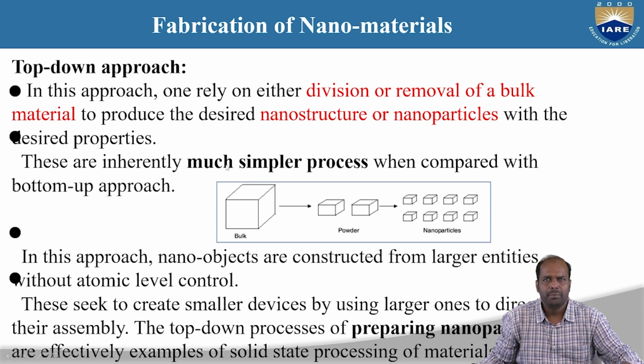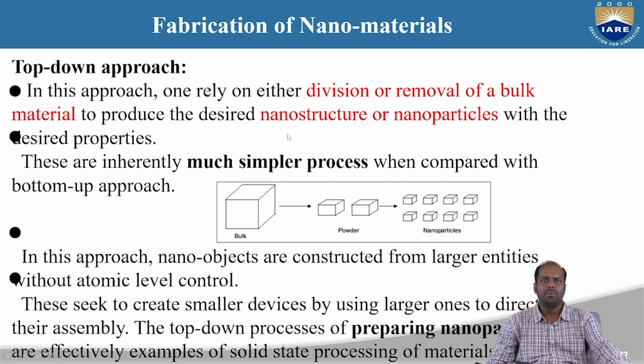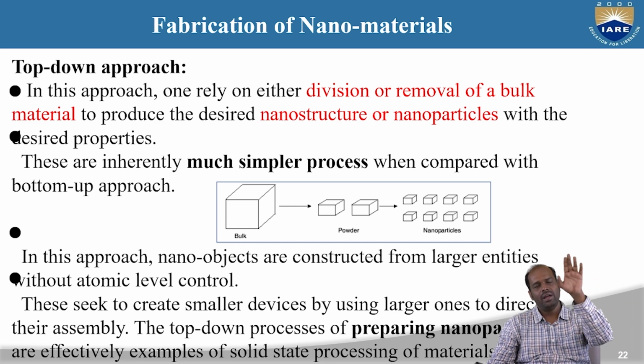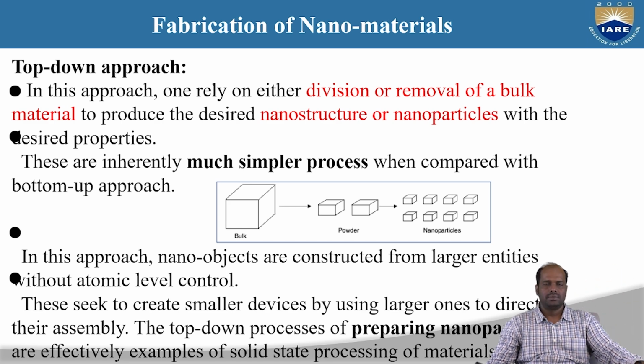In this approach, it is majorly a division or removal of bulk material to produce a nanostructure or nanoparticles. This top-down approach is a much simpler process compared to the bottom-up approach. The bottom-up approach is more complicated because there we need to synthesize the compound, while in the top-down approach we already have the compound. We are going for the nanoparticle range.